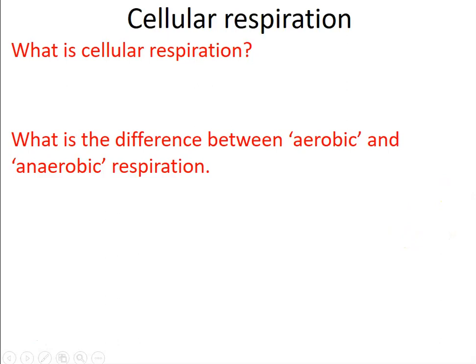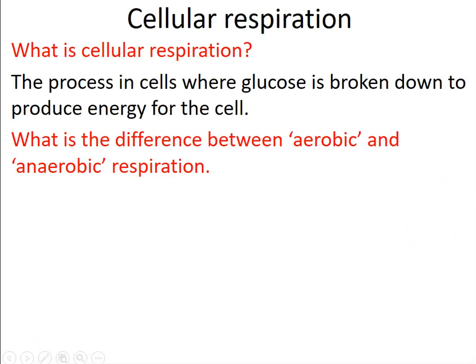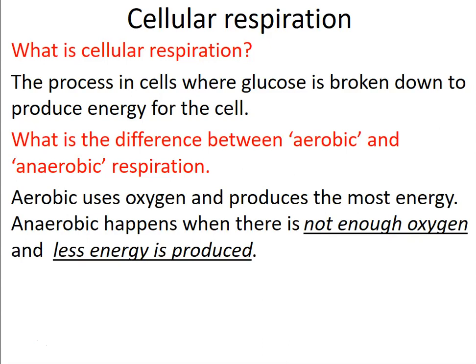So cellular respiration, what is cellular respiration? It's a process in the cells where glucose is broken down to produce energy for the cell. The difference between aerobic and anaerobic: aerobic uses oxygen and produces the most energy. Anaerobic happens when there's not enough oxygen. So if you hold your breath or you're running really quickly, you get anaerobic respiration happening. You still can make some energy, but it's a lot less than aerobic.